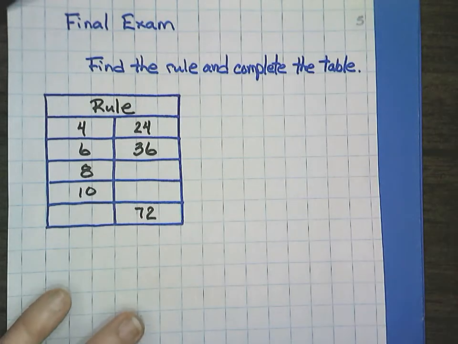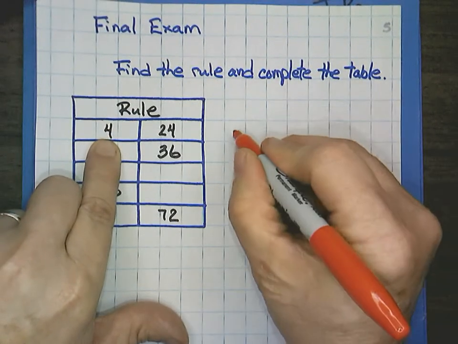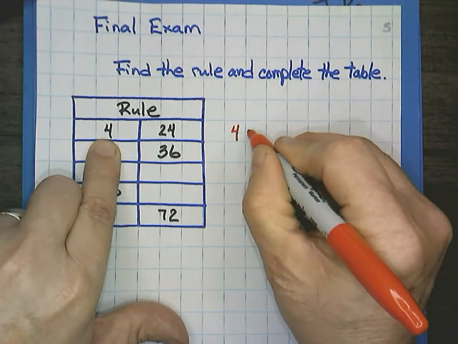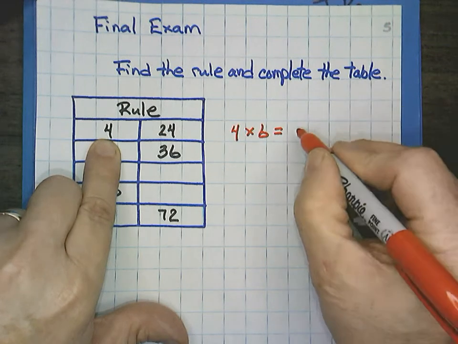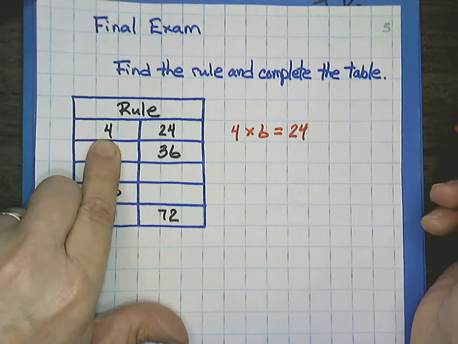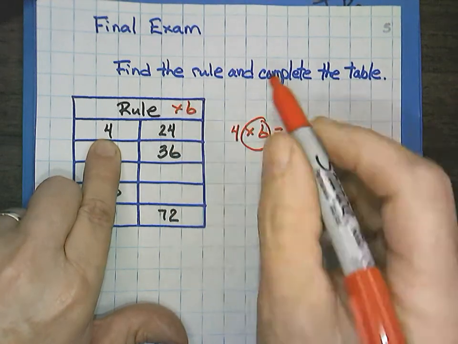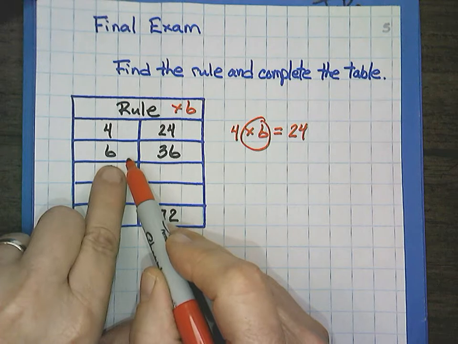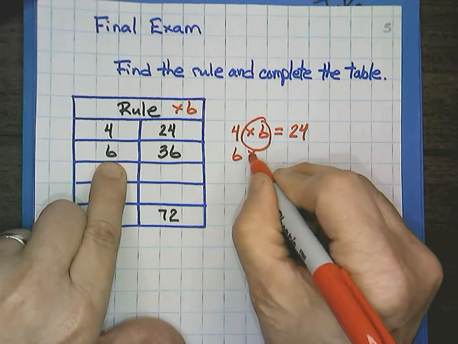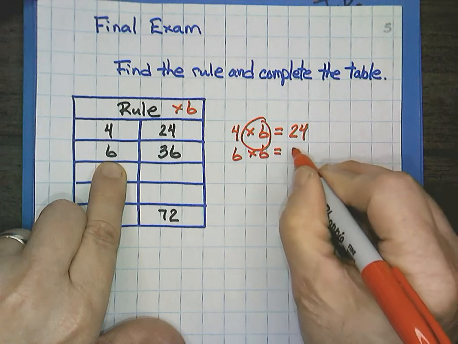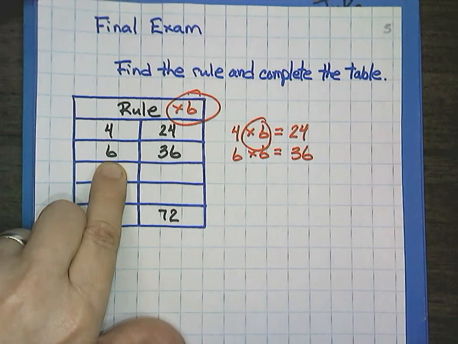So I'm going to write an equation to see if that's true. I'm going to use my input-output data. 4 times 6 equals 24. So I expect that my rule is multiplied by 6, but now I want to check it and see if that rule applies here as well. 6 times 6, and that does equal 36. So I have a rule of times 6.